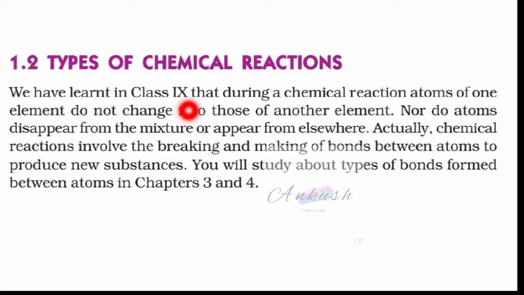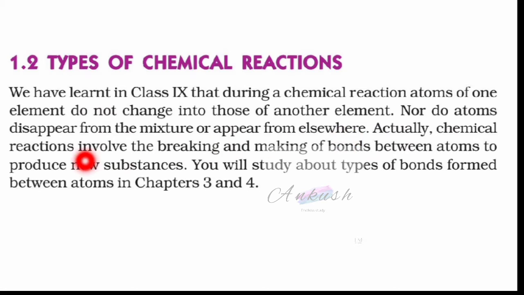We have learnt in class 9th that during a chemical reaction, atoms of one element do not change into those of another element. They do not change, they combine. Combine means they are getting together. Suppose you put one black color ball and one blue color ball, so they are combining. If they got intermixed, it would mean the color is mixing. So the atoms of the elements are not mixing, they are getting combined. Nor do atoms disappear from the mixture or appear from elsewhere.